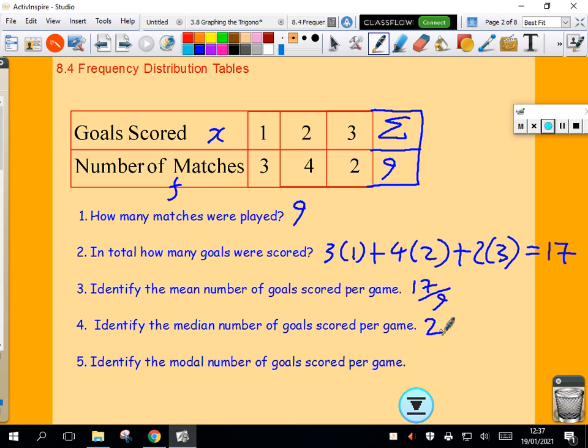Find the modal number of goals scored per game. Well, the modal number of goals scored per game is the number that occurs with the highest frequency. Well, my list will be 3 1s and 4 2s and 2 3s. So 2 will be the modal because it has the highest frequency. So 2 goals per game, that's the mode.